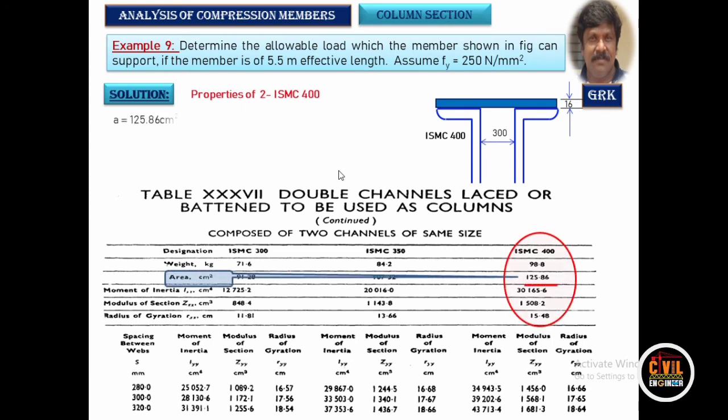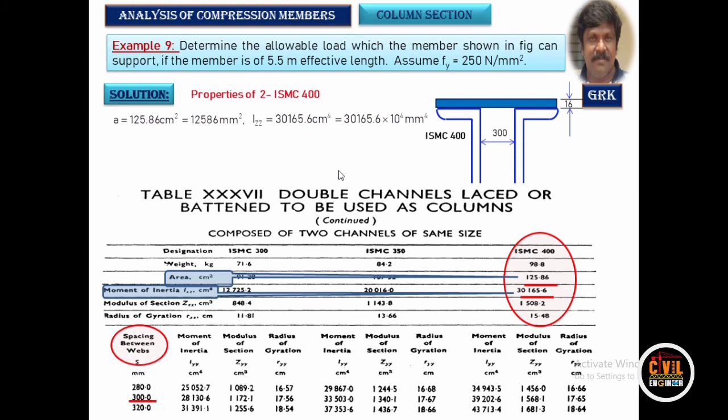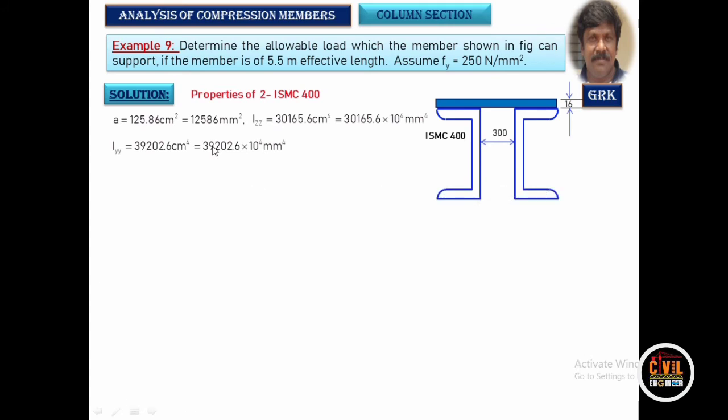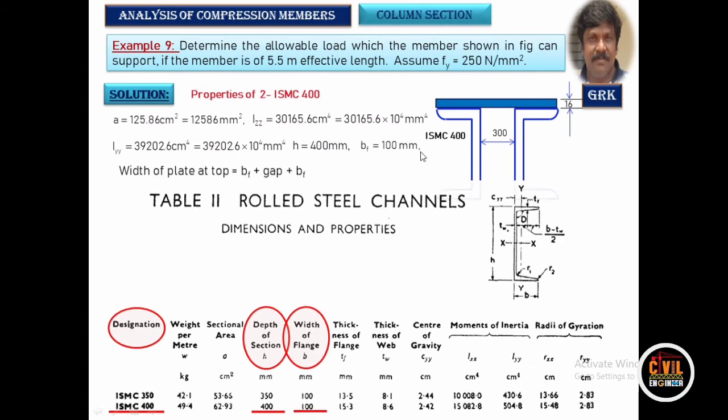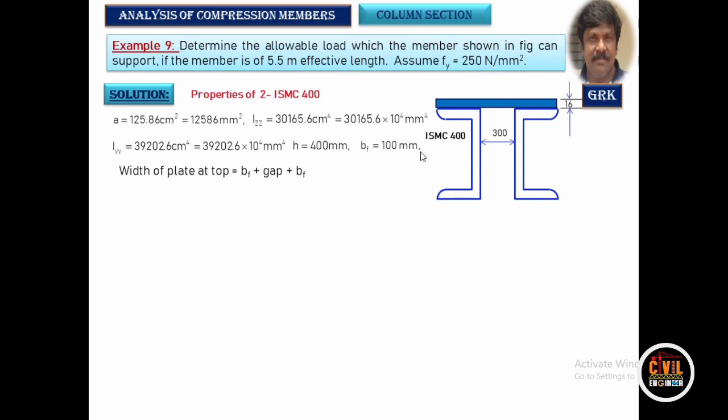So look into the properties of 2 ISMC 400. The area is 125.86. Moment of inertia about ZZ axis is 30,165.6. And for 300 mm back to back spacing, we get the moment of inertia equal to 39,202.6 into 10 power of 6 mm to the power of 4. From the single angle section, let us note down the depth and breadth of the section. Depth is very well known, it's 400, and the breadth of the flange is 100 mm.